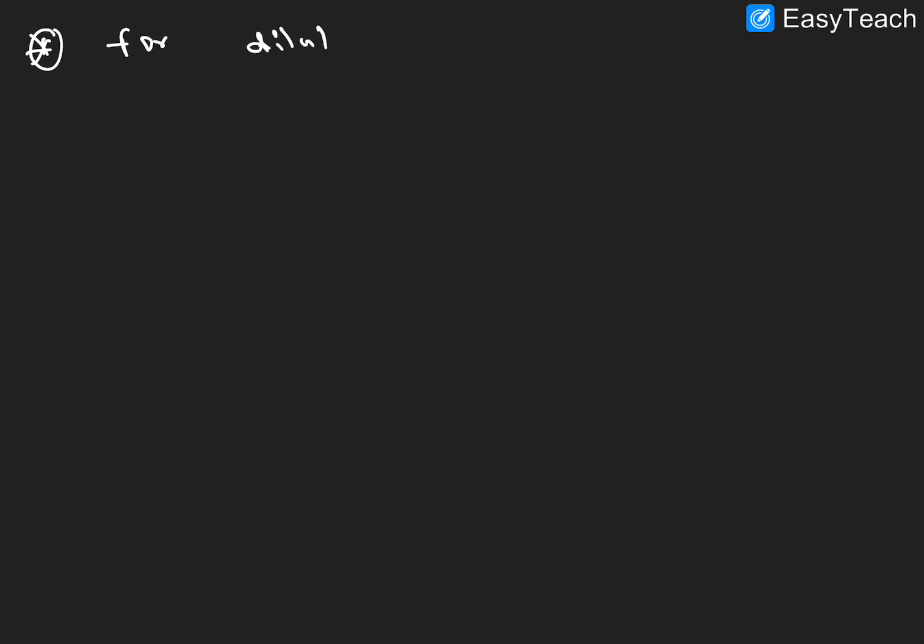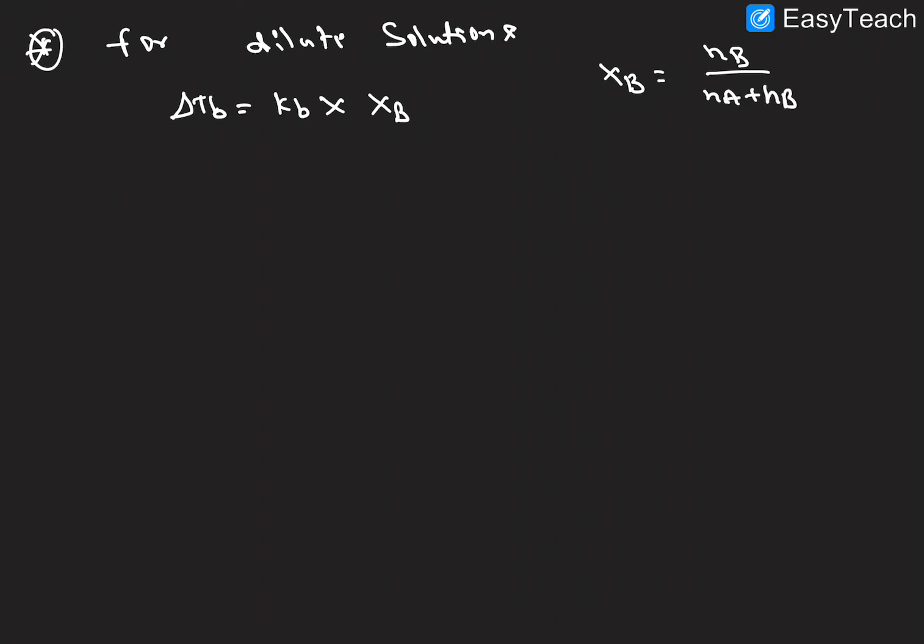Next point here, for dilute solutions: delta TB equals KB into mole fraction of B. Mole fraction of B is equal to the number of moles of B by the number of moles of A plus the number of moles of B. If this is for a very dilute solution, we can calculate the solute concentration here. So XB is equal to NB by NA.